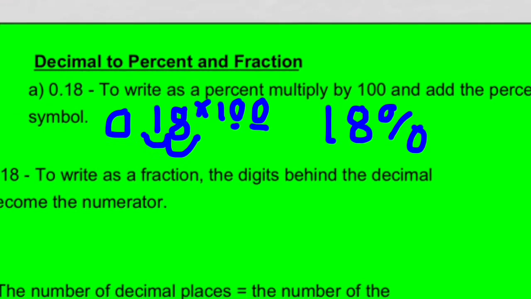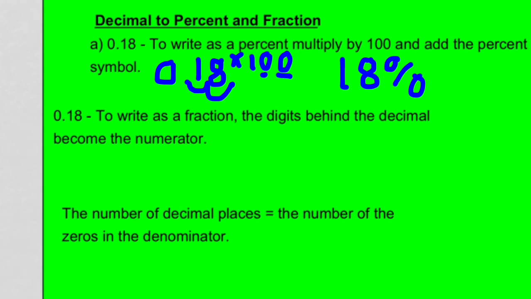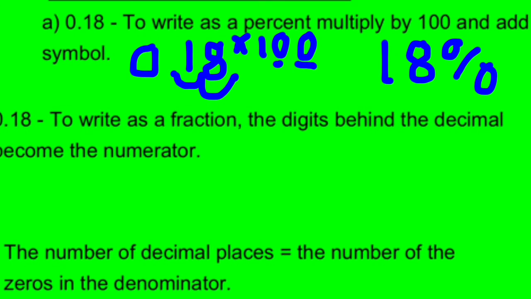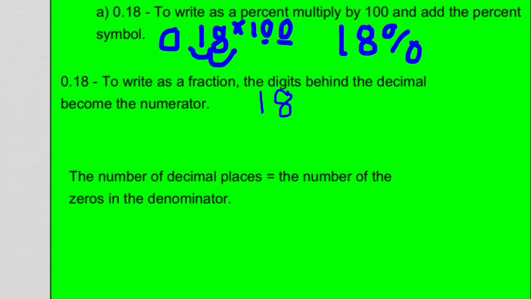The new part to this section is taking your decimal and writing it as a fraction. Now, a fraction has a numerator and a denominator. We'll start with the numerator first. To write as a fraction, the digits behind the decimal become the numerator. So if we focus in on this question, 18 hundredths, the digits behind the decimal are the 18. So that will be the numerator of our fraction, which is the top number, 18. So we get the numerator.